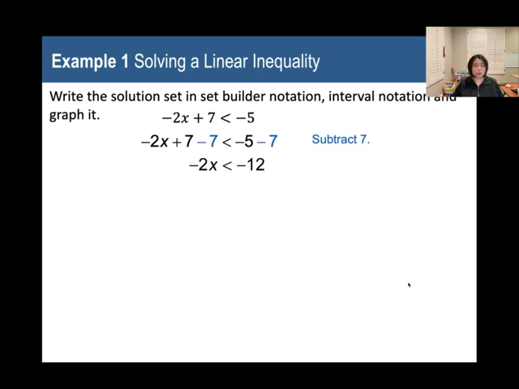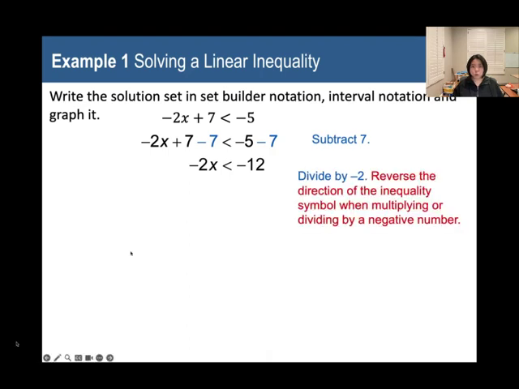Now, we need to divide by negative 2. Remember that when you divide or multiply by a negative number, you need to reverse the direction of the inequality. Means you want to switch the sign. So you're gonna have negative 2x over negative 2 strictly greater than negative 12 over negative 2. Simplify it, you're gonna get x strictly greater than 6.